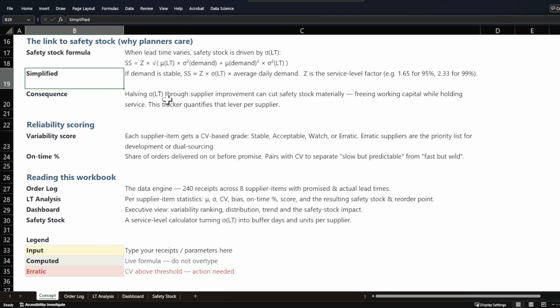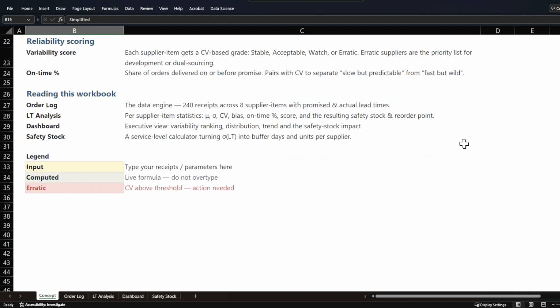So if you halve the lead time variability through supplier improvement, it can cut the safety stock materially. It will free the working capital while holding service at the same level, and this tracker quantifies that level per supplier that we will be checking. Now come to the reliability scoring.